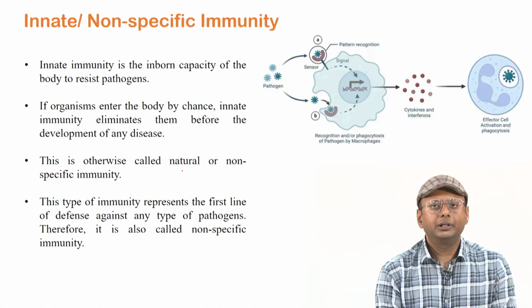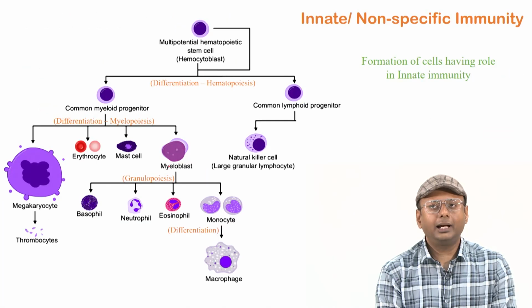So, one more time, innate immunity is mostly an inborn capacity of our body to act against the pathogen. That is why it is mostly called natural or non-specific immunity. Here you can see a very nice chart where you can see different cells which actually participate in the immunity for the innate case.